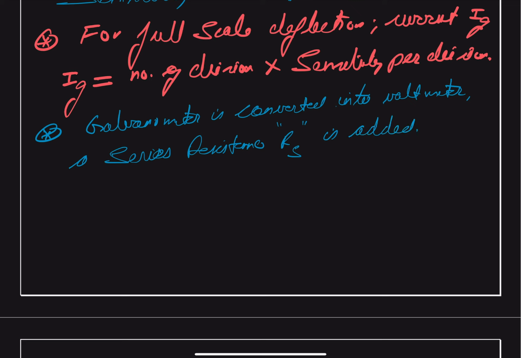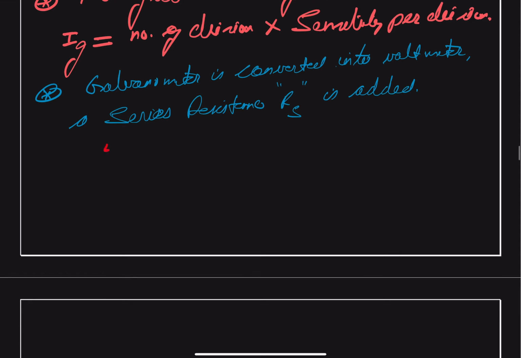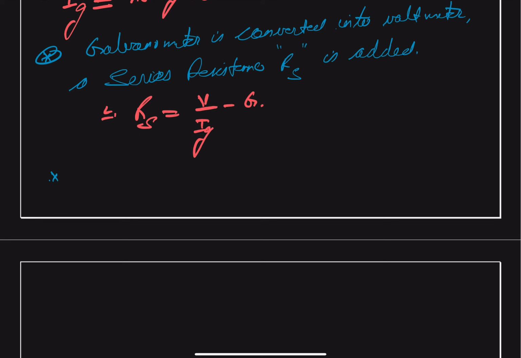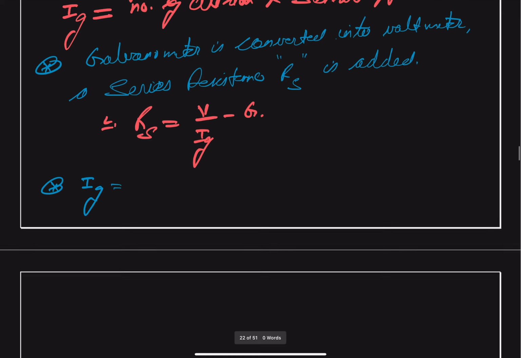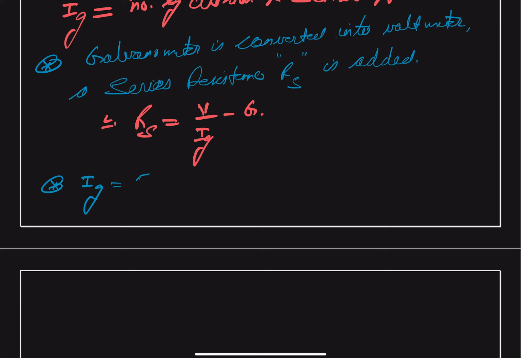And the value of series resistance we can easily find out if required, and we can say that our value of this Rs will be equal to V upon Ig minus G. So therefore, let us first of all find out our Ig. Our Ig, like I said, is the number of divisions, which is 50, and the sensitivity, that is 20 times 10 to the power minus 6. So this gives us 10 to the power minus 3, or we can say 1 milliampere.